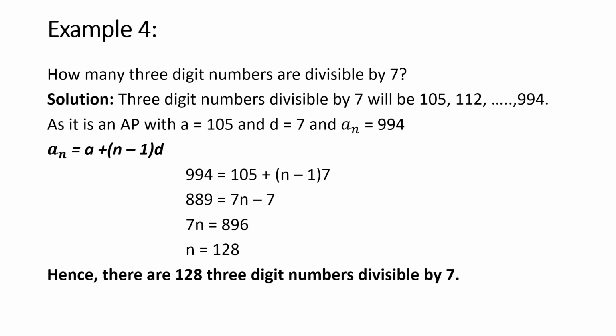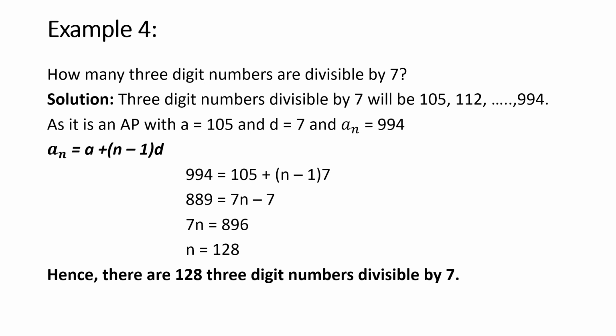Example 4. How many 3-digit numbers are divisible by 7? Now 3-digit numbers divisible by 7 will start from 105. Because we know that 100 up till 104 will not be divisible by 7. 105 is divisible by 7. After that, the common difference will be 7. So 105, 112 and so on. The last 3-digit number divisible by 7 would be 994.